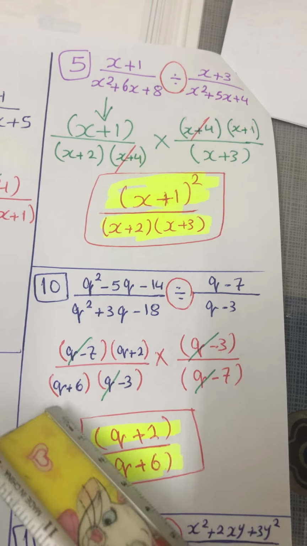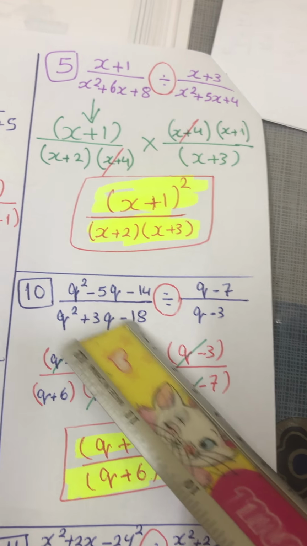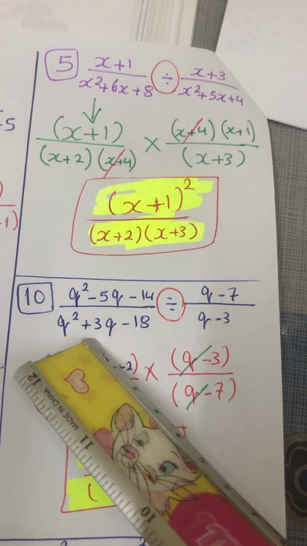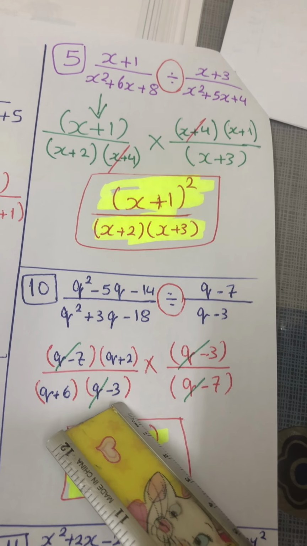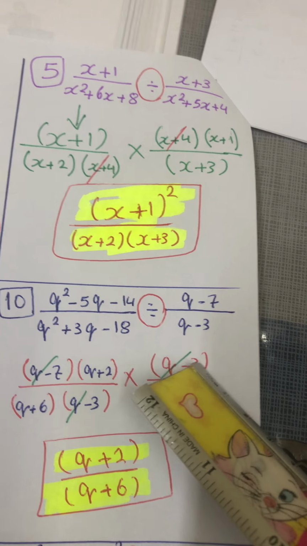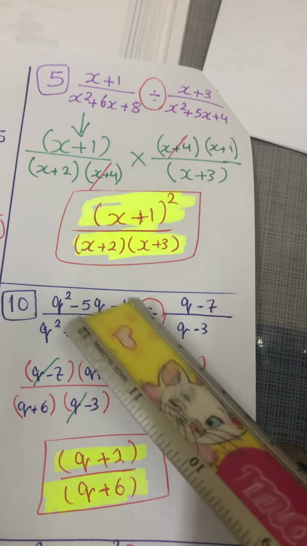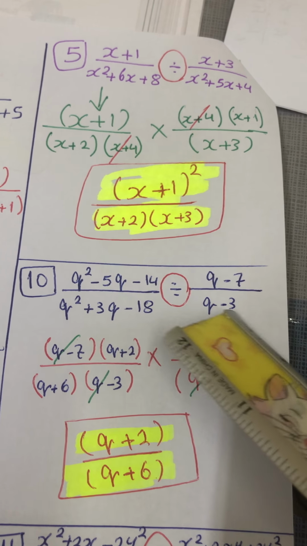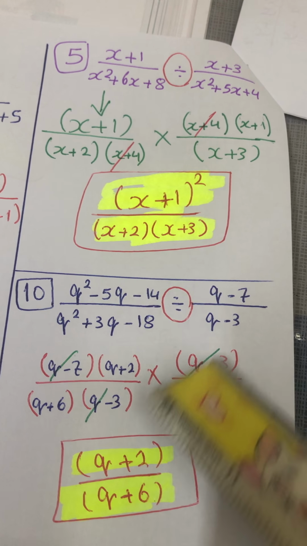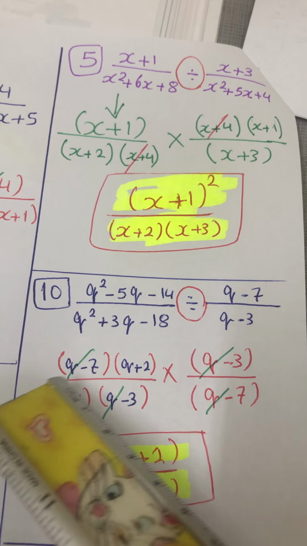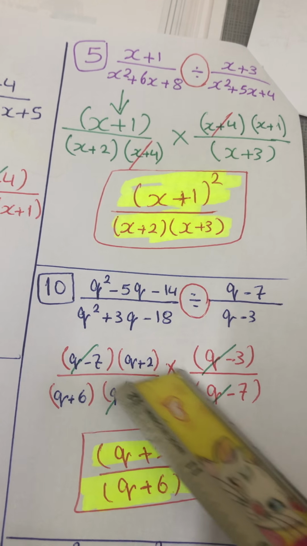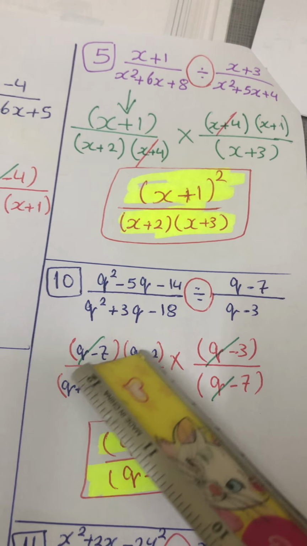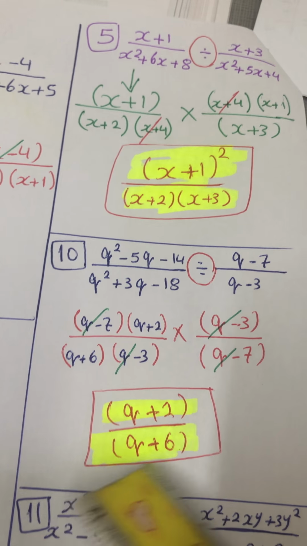And down I'll factorize it into q times q. Negative 18 comes from positive times negative. I want the sum to be positive 3, so I'll give the bigger positive and the smaller negative. Here I keep them as they are, but I'll flip because I change division into multiplication, as you see. q minus 3, I raise it up, and q minus 7, take it down. Now cancel q minus 7 with q minus 7, like this, and q minus 3 with q minus 3, like this. What's left up? q plus 2 over q plus 6.